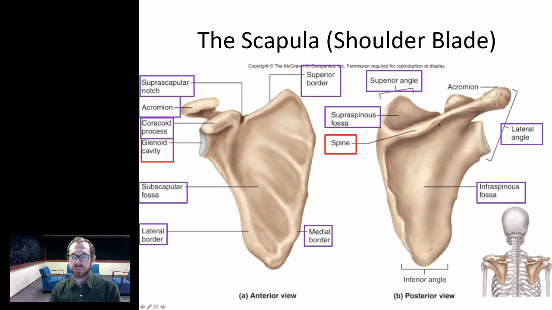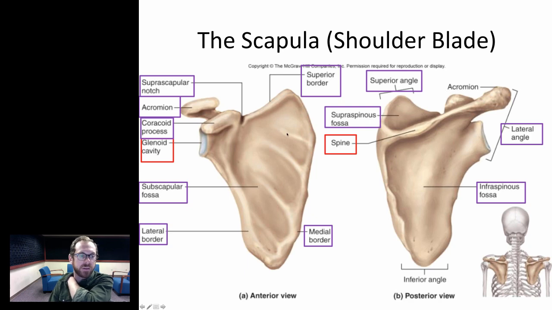The spine of the scapula, if you reach back to your scapula and if you palpate your scapula, you will most likely feel the spine of your scapula. And this is going to be on the posterior side. And so we know what's posterior. The spine is going to be on the posterior side, and this image is the anterior scapula here.